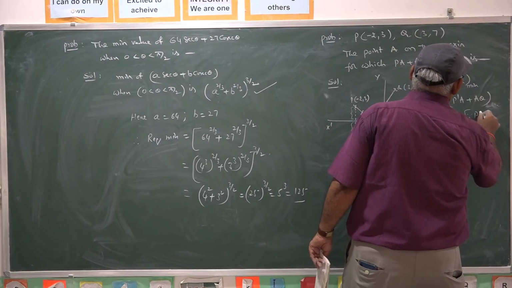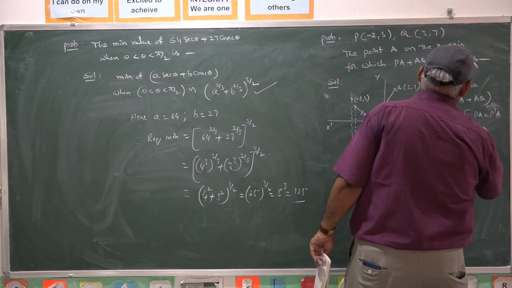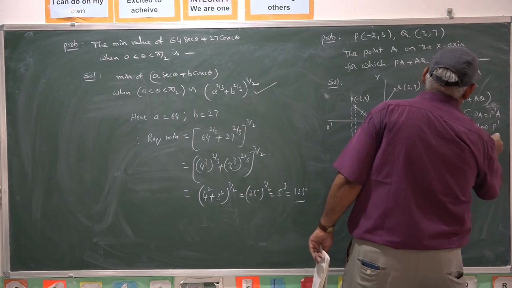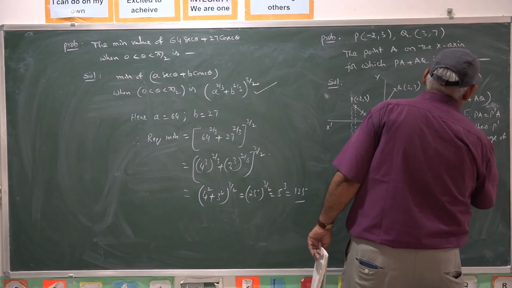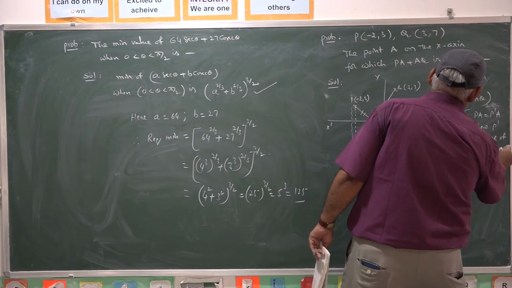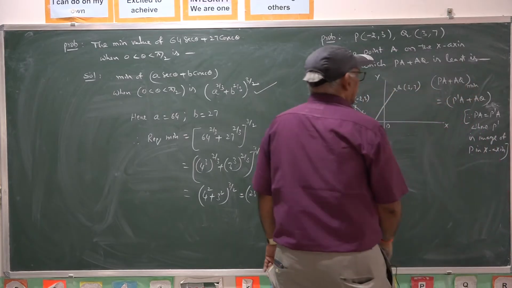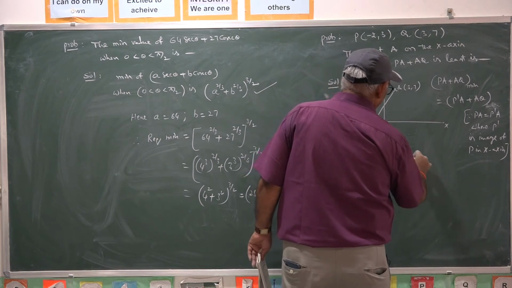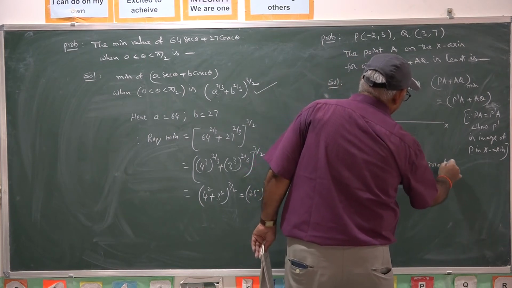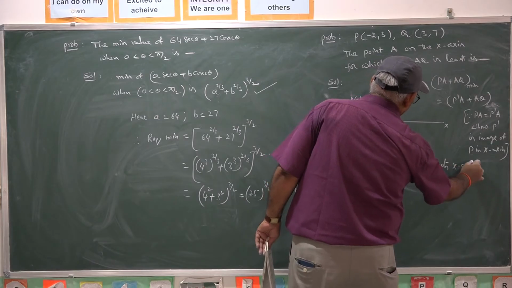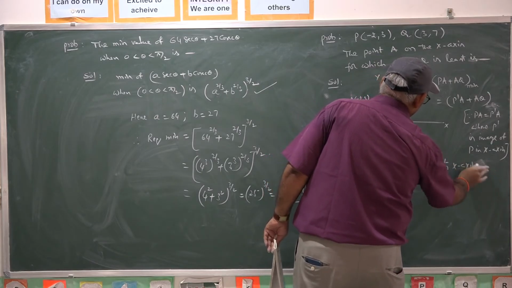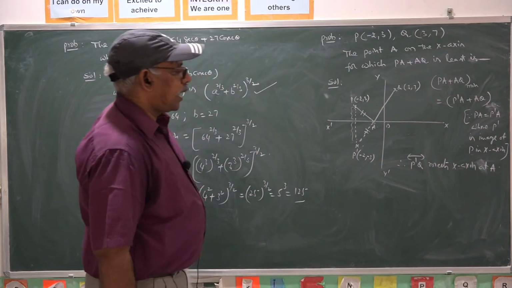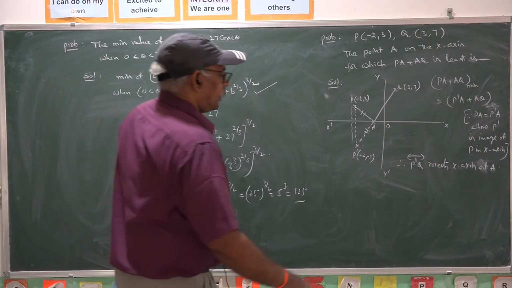Since PA equals P'A, where P' is the image of P in the x-axis. Therefore, the line P'Q meets the x-axis at A. To find A, find the line P'Q.